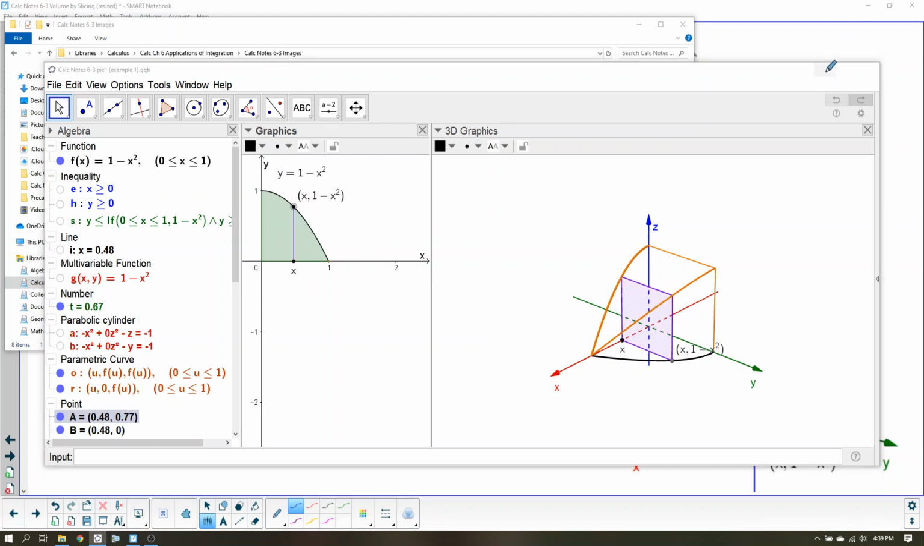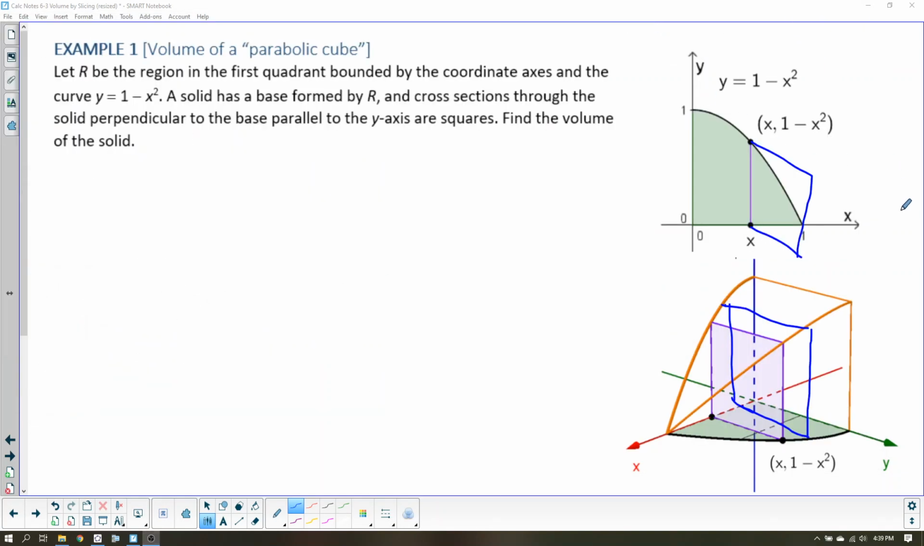Okay, so let's go back. To get our typical cross section, which is what's generated here, this is the one side of the square. So all we need to do is figure out how long this is and square that. Well, the length of this segment here is simply the function height. It's f of x. Right?